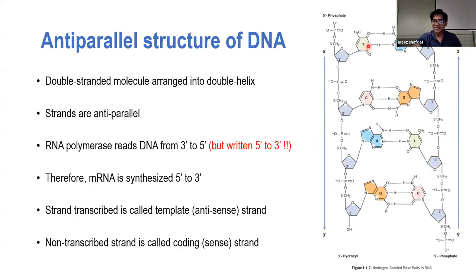Then I told you that DNA has two strands arranged in a double helix. One strand goes from the 5' end to the 3' end. The other strand goes from the 3' end to the 5' end. It's important for you to know that RNA polymerase reads DNA from 3' to 5'. However, the way of writing a base sequence in a question is always from 5' to 3'. So they could ask you in the exam, and they probably will in the midterm, they will give you a sequence of DNA and they'll tell you what the mRNA sequence will be. Let me show you an example.